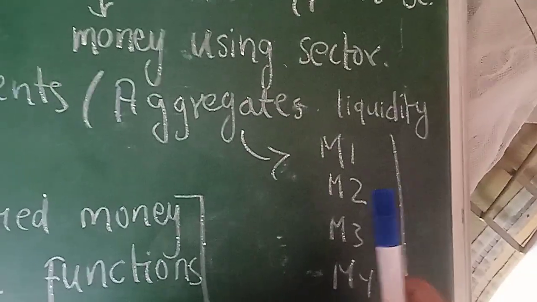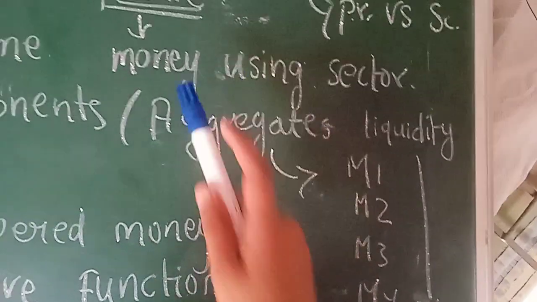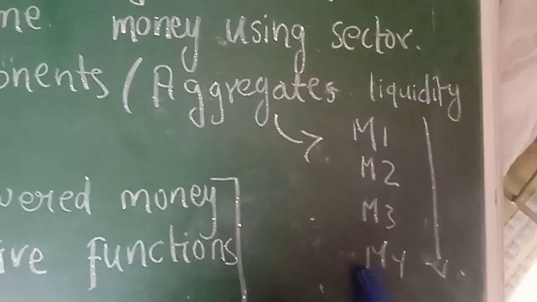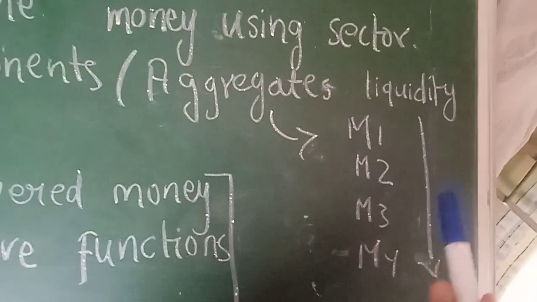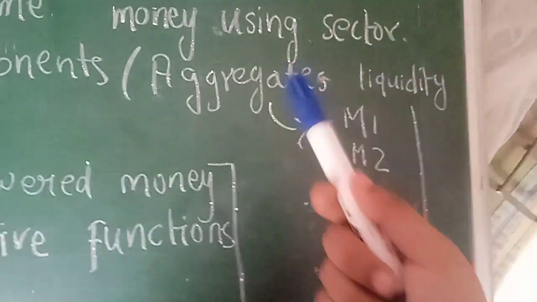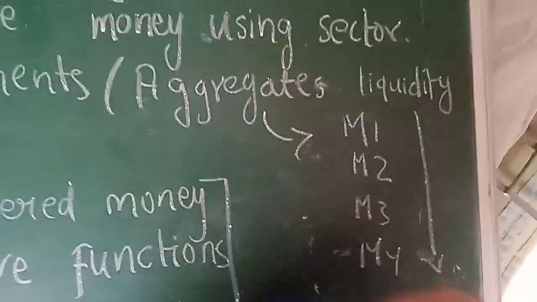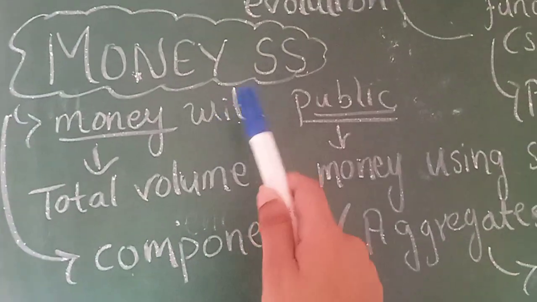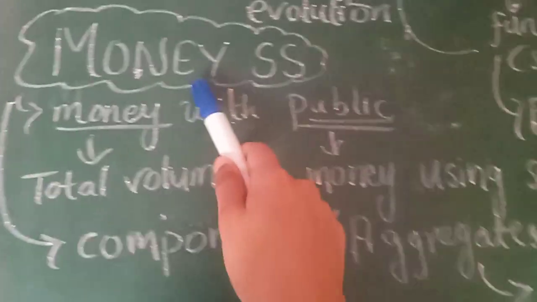Now you have to focus on why the government or the RBI aggregated these, what the need was to aggregate, and what the advantages are of aggregating the measures of money supply. Why are M1, M2, M3 and M4 called measures of money supply? Because they measure the money supply.